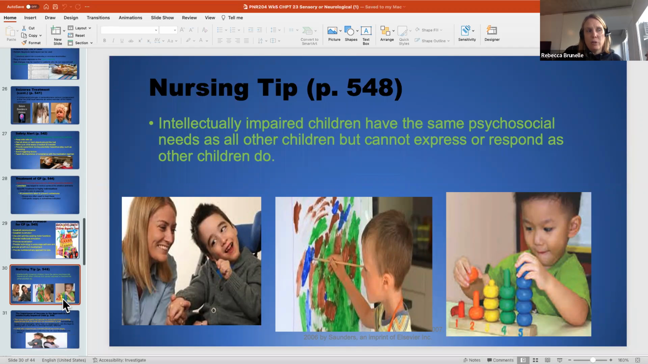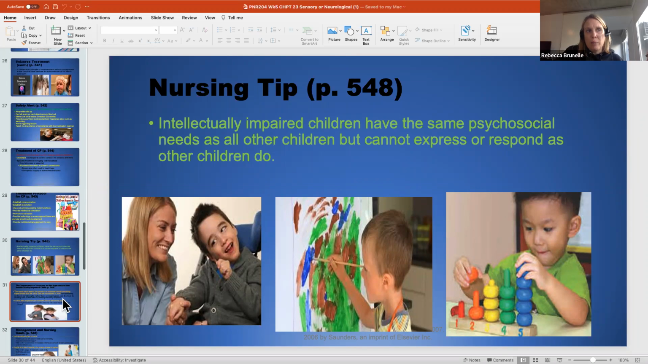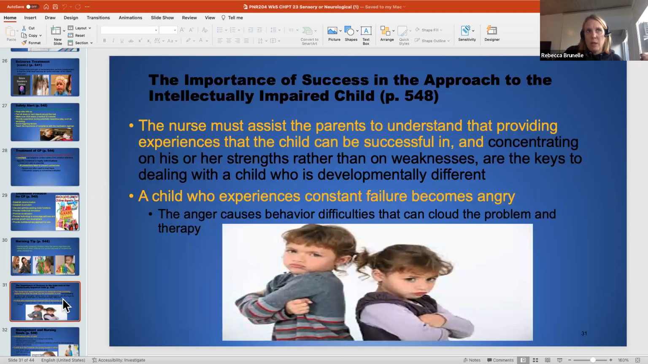And if they're able to communicate, you don't want their parents to communicate for them. You always want to give them the best chance they can to communicate for themselves, so they still develop that sense of autonomy that you would want in any child, but it might take them longer. They might need some additional help in order to do that. So if they have an intellectually impaired child, they might need more support.